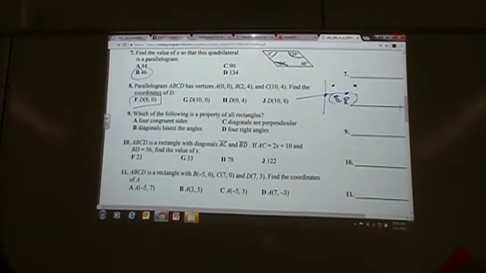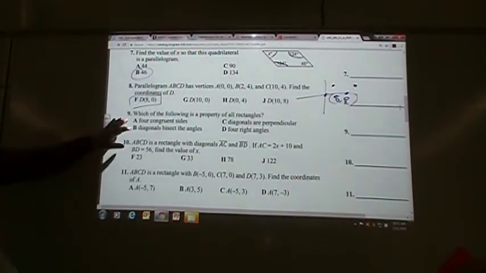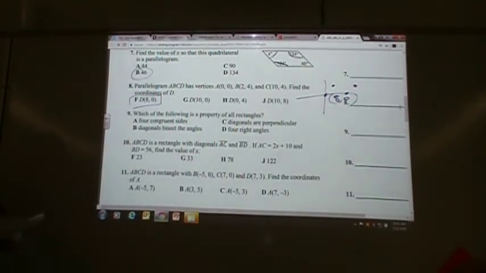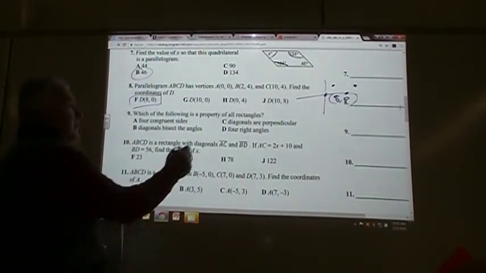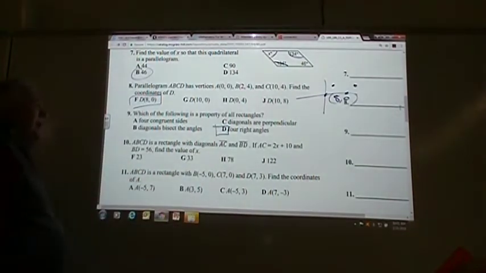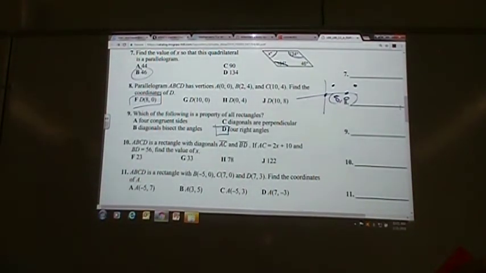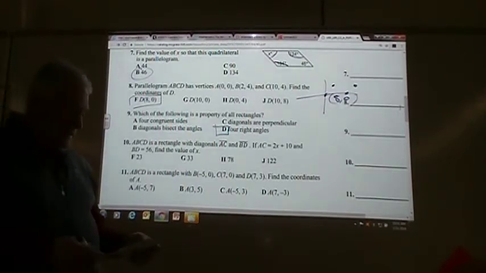What's a property of all rectangles? Which one do we have for all rectangles? And that's here. We have right angles. That's the only one that'll happen there. So that's number 9.